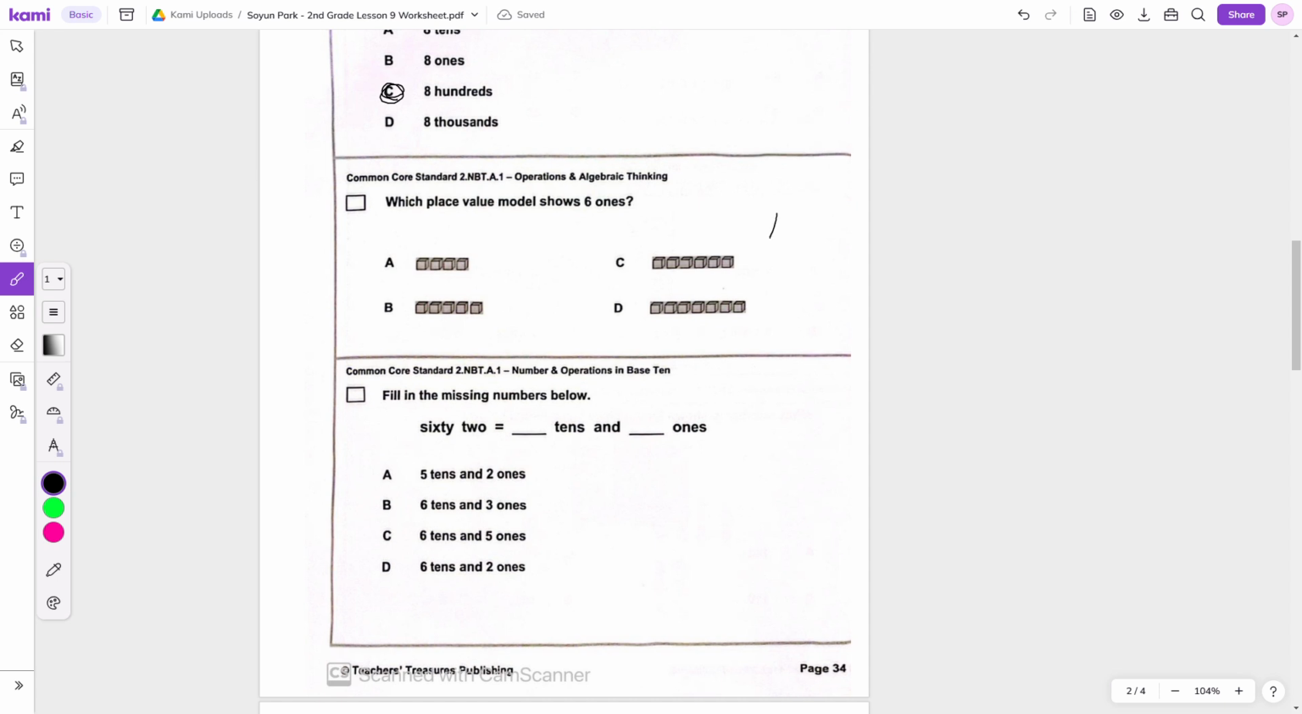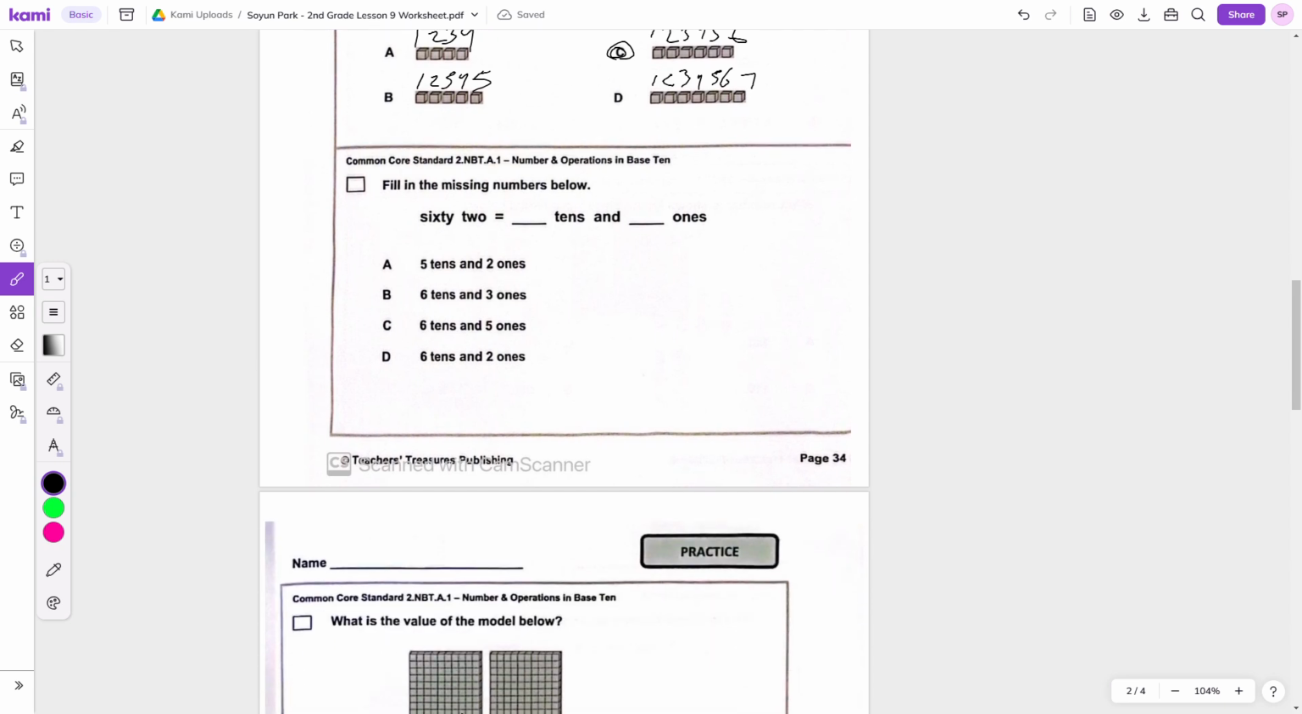Next one, which place value model shows 6 ones? So when we look at A, they have 1, 2, 3, 4, and B has 1, 2, 3, 4, 5, and then C has 1, 2, 3, 4, 5, 6, and then D has 1, 2, 3, 4, 5, 6, 7. And we're finding 6 ones, so it will be C.